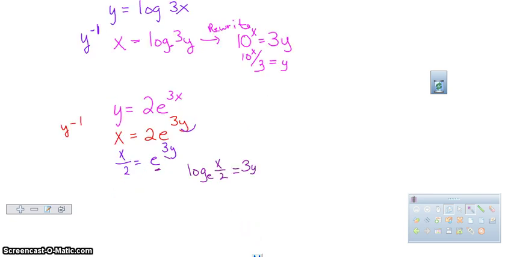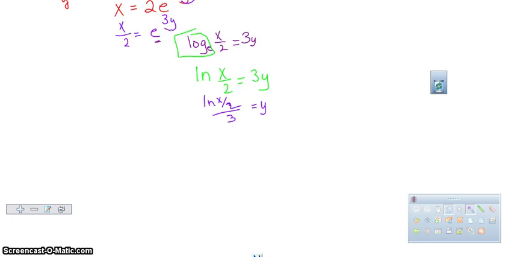Now there's a couple reasons why I wanted to do this one as an example. First of all, log base e, we talked about that. That's natural log. So instead of saying log base e, because nobody says that, you say natural log of x over 2 equals 3y. And now once again, to solve for y, just divide by 3. So y equals natural log of x over 2 divided by 3.